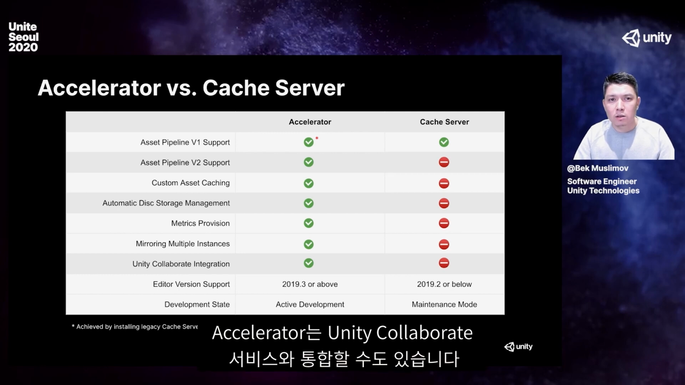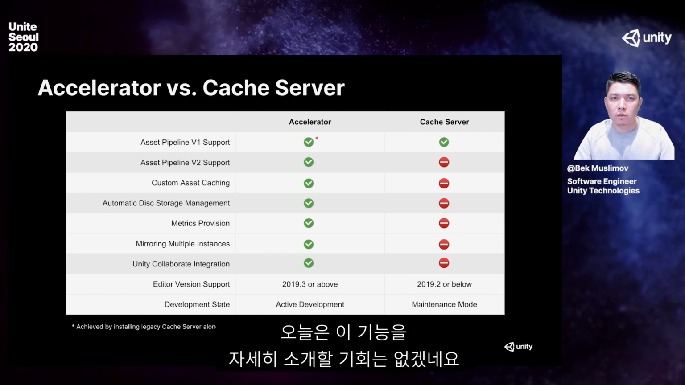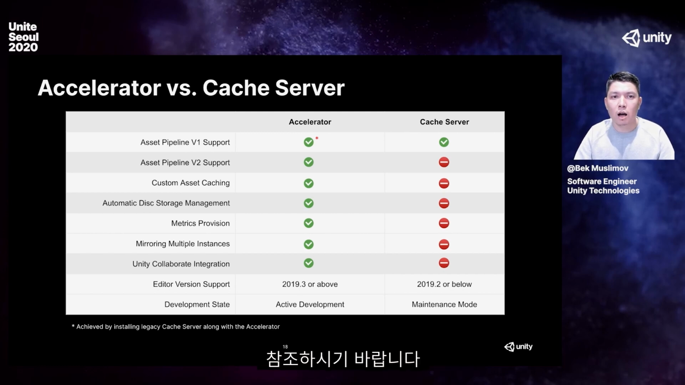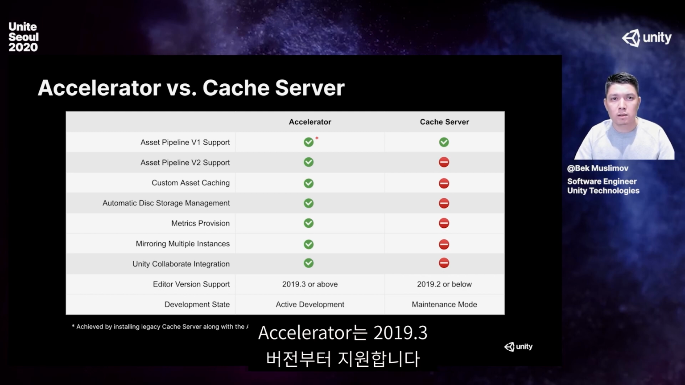Also, the Accelerator can be integrated with the Unity Collaborate service. I'm not going to talk about this feature in detail today. You can refer to our website to get more information about the Unity Collaborate service. Cache Server supports the versions of Unity up to 2019.2, whereas the Accelerator supports the versions starting from 2019.3.